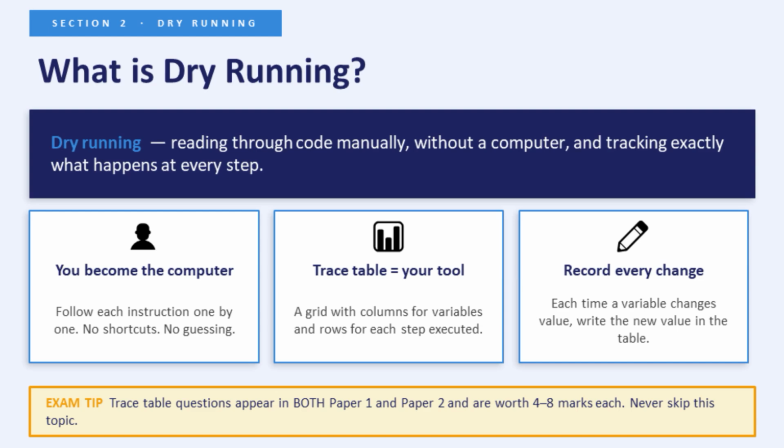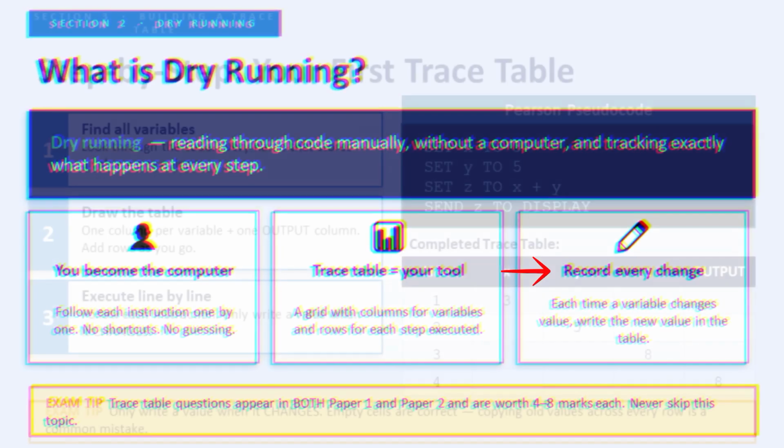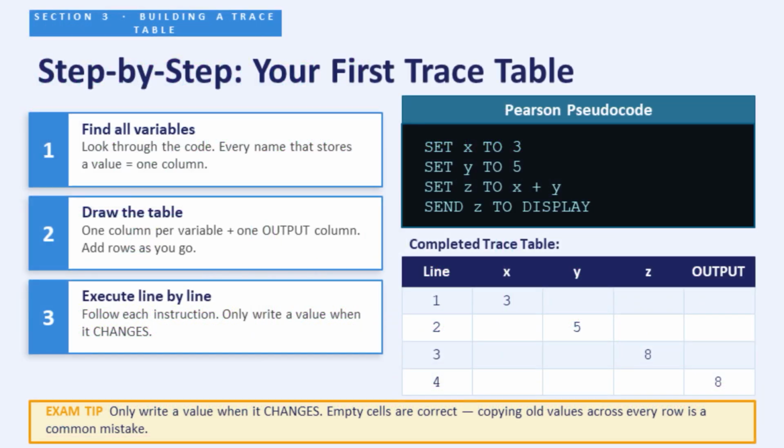That's it. Why does Edexcel love testing this? Because it proves something important, that you actually understand what code does, not just what it says. You can read the words, but can you follow the logic? That's what trace tables test. Exam tip. Trace table questions appear in both Paper 1 and Paper 2. They are worth 4 to 8 marks each. Students who skip this topic leave a huge number of marks on the table, literally. Let me show you exactly how to set up a trace table.